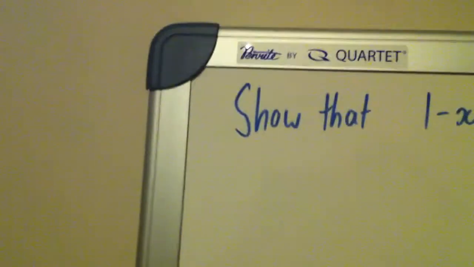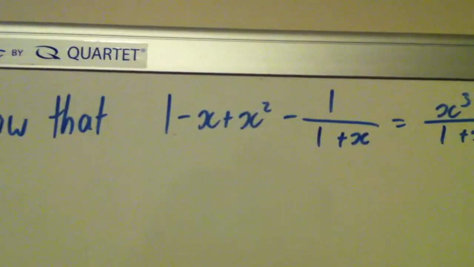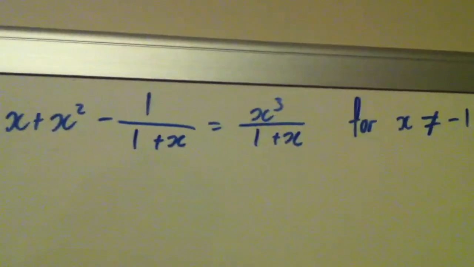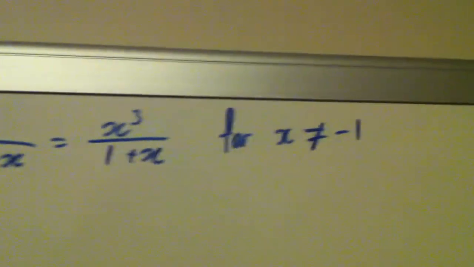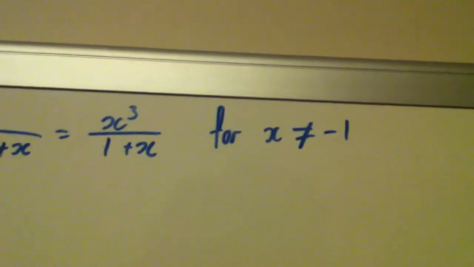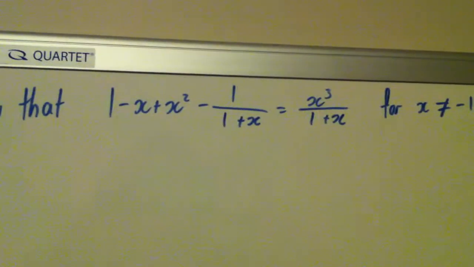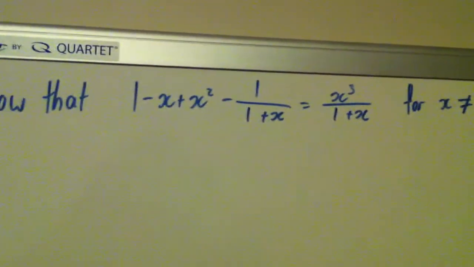So the question was show that 1 minus x plus x squared minus 1 over 1 plus x equals x cubed over 1 plus x for x does not equal negative 1. This was part of a question 10 from 2009. It was just an algebra part. It had something to do with the question, but later on. But anyway, we're just taking out this part.